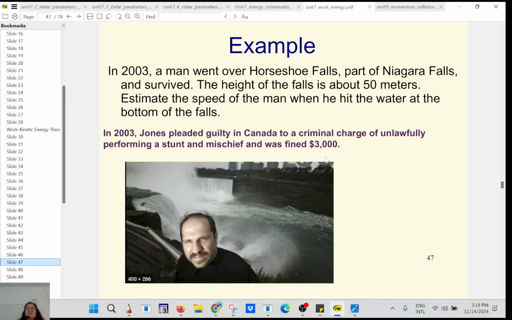So you can find the speed. Okay, so what you want to do is potential energy before equals kinetic energy after.